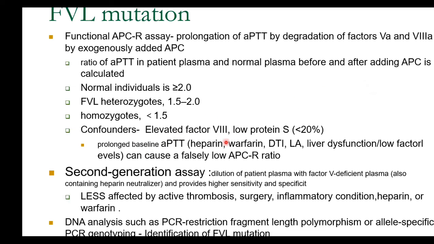So confounders are elevated factor 8, low protein C, and prolonged baseline APTT because of certain drugs and liver dysfunction. So therefore, when you get these abnormal results, you need to confirm it, number one, and also check for the clinical status of the patient, the liver state especially, and the drugs. Then, of course, once you get these abnormal results, it would be desirable that a DNA analysis could be done. And these days, there are microarrays in which more than one mutation can be tested together. So you have a whole panel of DNA microarray of common mutations, and then you will get molecular testing. And the advantage of molecular testing is that it is independent of the clinical status of the patient, whether the patient is on anticoagulation or has liver dysfunction or is in the acute state of thrombosis, it doesn't matter, it will still be there.